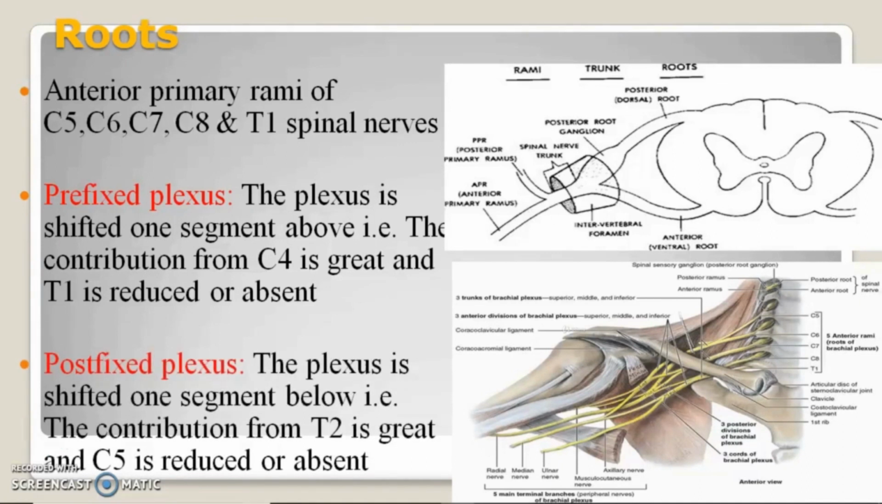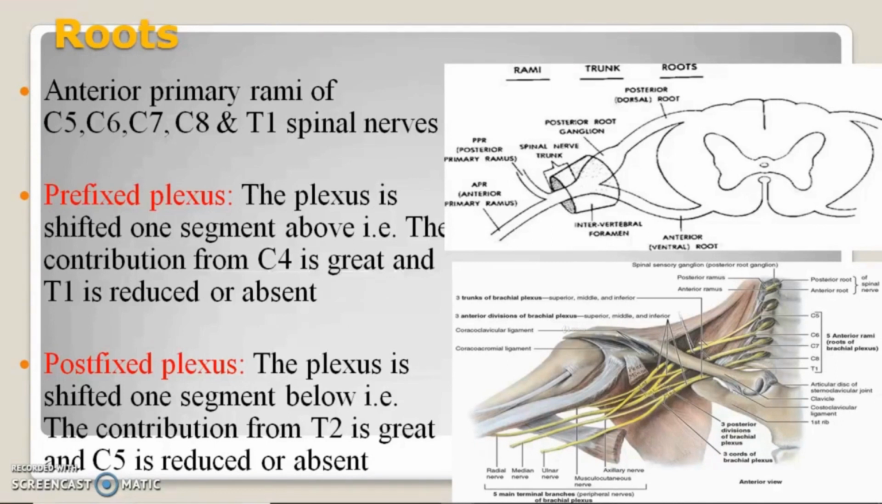Usually we will be having 5 spinal nerves contributing to the brachial plexus. In the normal condition, we will be having C5 to T1 spinal nerves contributing, right? But in the prefixed plexus, C4 will be contributing, where T1 will be having a small contribution. Usually, T1 will normally be giving most of its contribution to the brachial plexus, but in the prefixed plexus, it will be having contribution from C4 rather than T1.